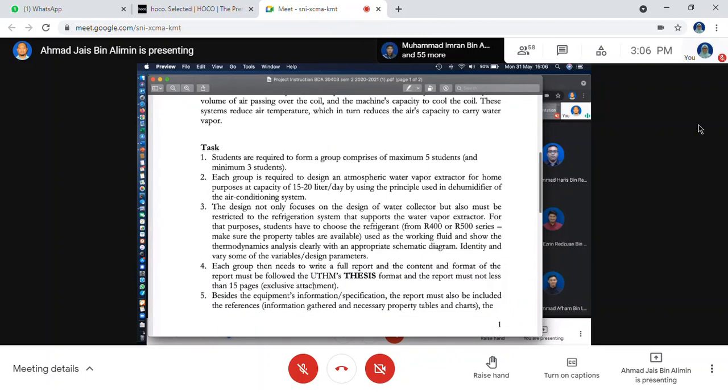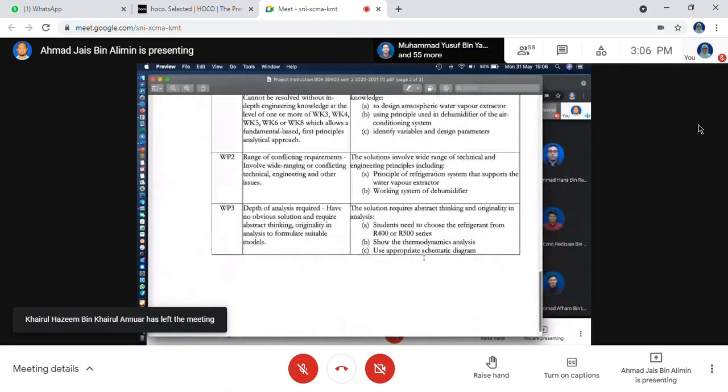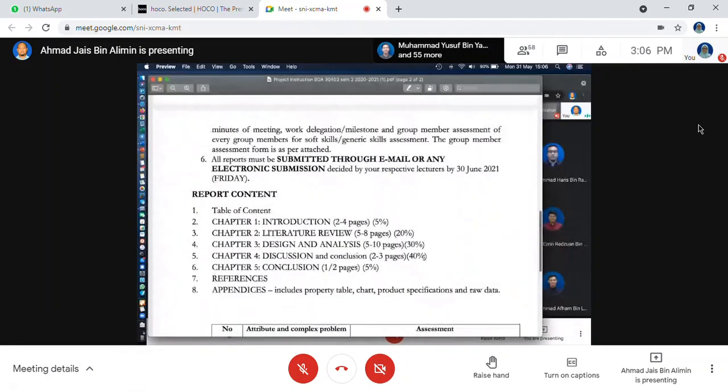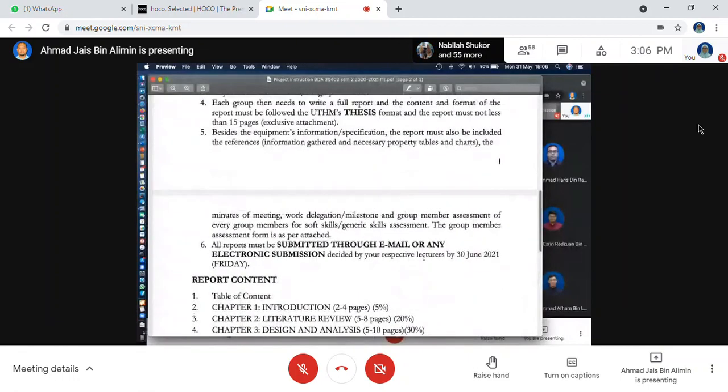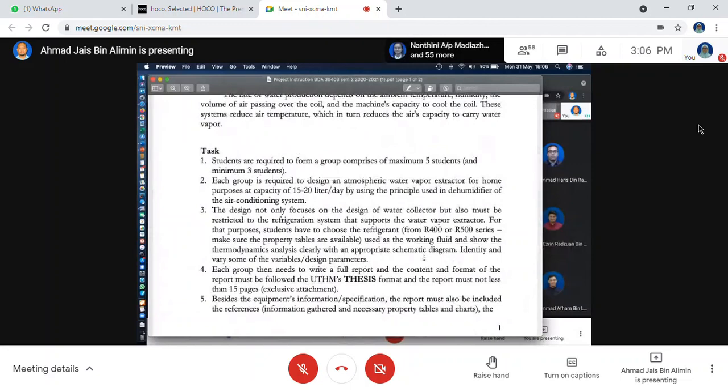Number four, provide the report and submit before 30th of June. For you guys under my class, the submissions must be through Padlet. You need to use the same Padlet that you used to submit your group assignment, to provide the report on this group project. So it's purely a design assignment. No need for you to construct or fabricate the actual product.